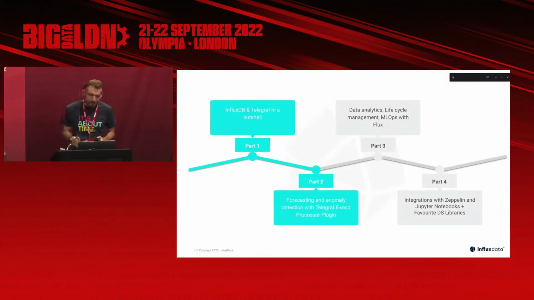So we've got quite a bit to cover today. So my idea is to break it into 4 parts. I'm going to give you the idea of what InfluxDB and Telegraf is in a nutshell. We're then going to discuss forecasting and anomaly detection with Telegraf, which is our open source metrics agent. We're then going to look at data analytics, lifecycle management, and MLOps with Flux. And finally, we're going to look at integration with Zeppelin and Jupyter notebooks, as well as discussing some favorite data science libraries that me and the team have come up with working with time series data.